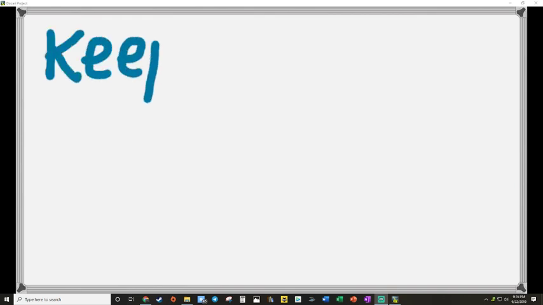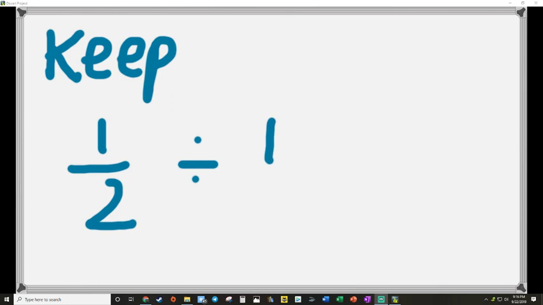When you divide fractions, you have to do what's called keep, flip, change, or I like to call it KFC. So what you do is you keep the first one. Say let's use 1/2 and 1/4 again. We have 1/2 divided by 1/4. You have to keep the first fraction.